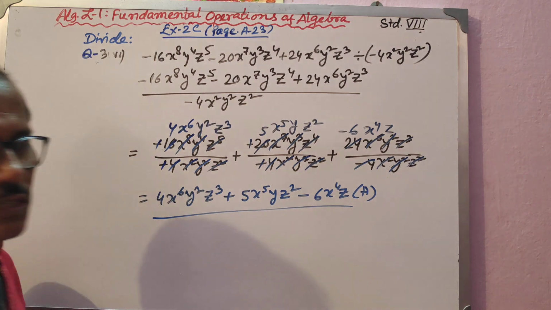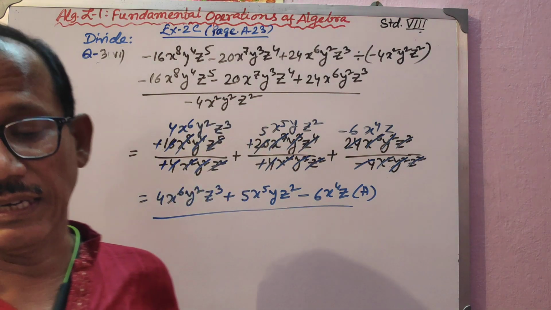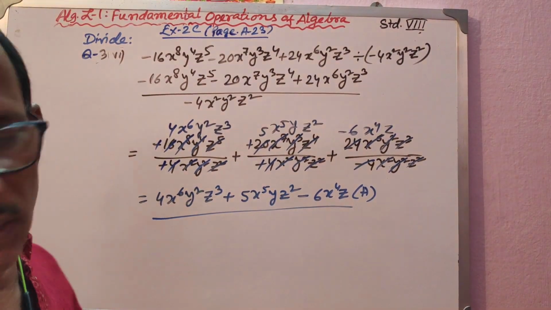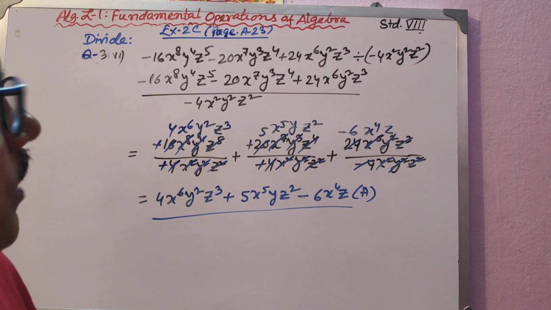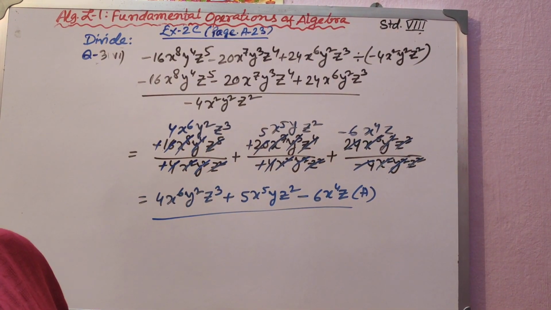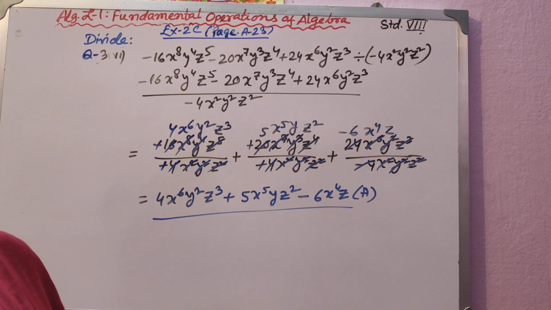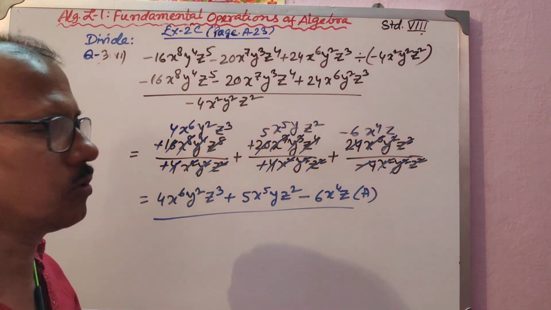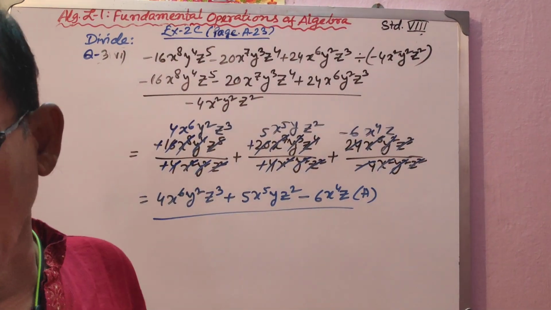Things are very simple once you divide the divisor into each term. If that divisor is a monomial term, just tally the answer. Question number 3, answer: 4 x raised 6 y square z cube plus 5 x raised 5 y z square minus 6 x raised 4 z. Correct answer. Could you understand it? So this way you can solve all these things when the monomial divisor is there.